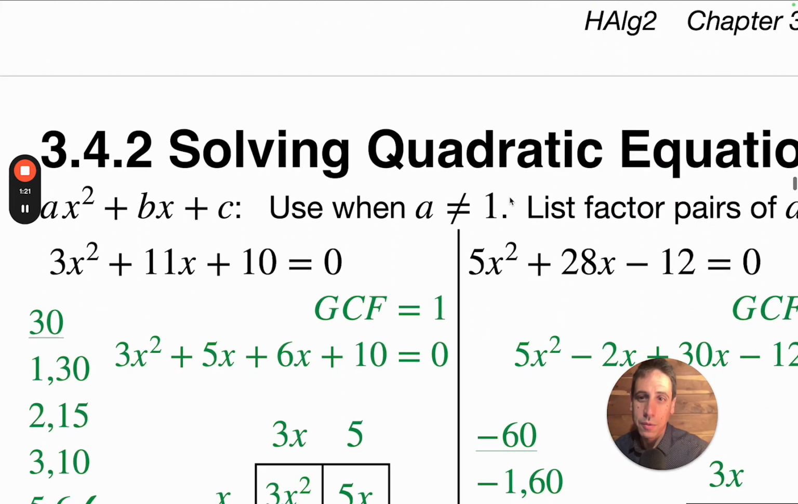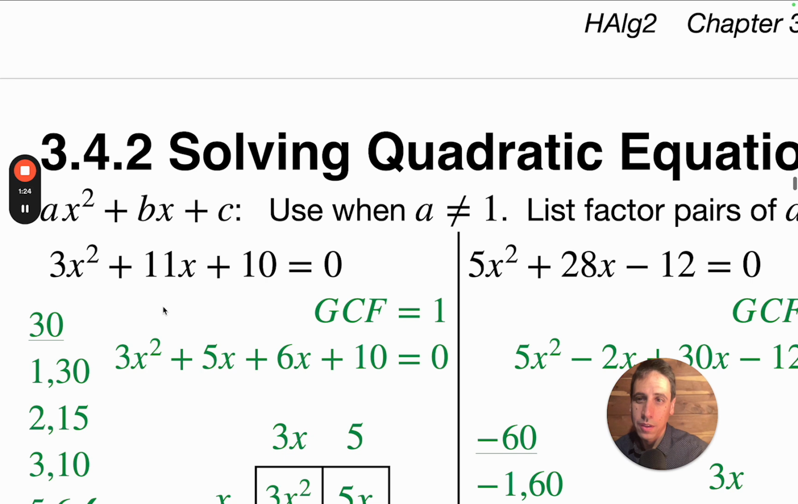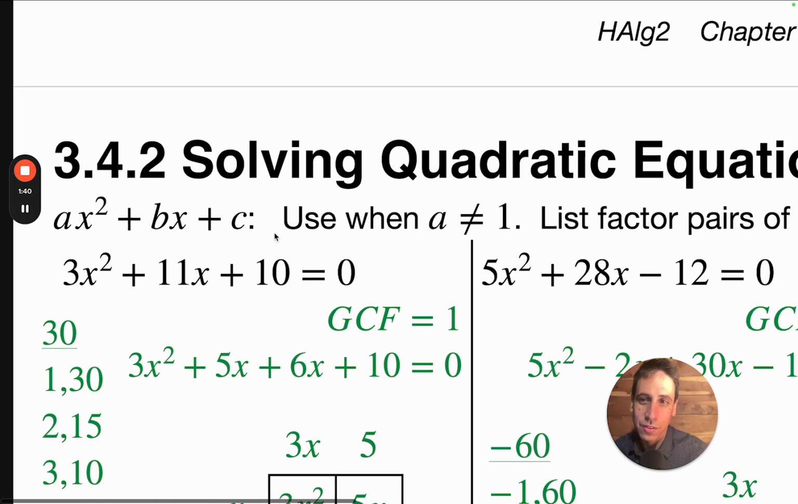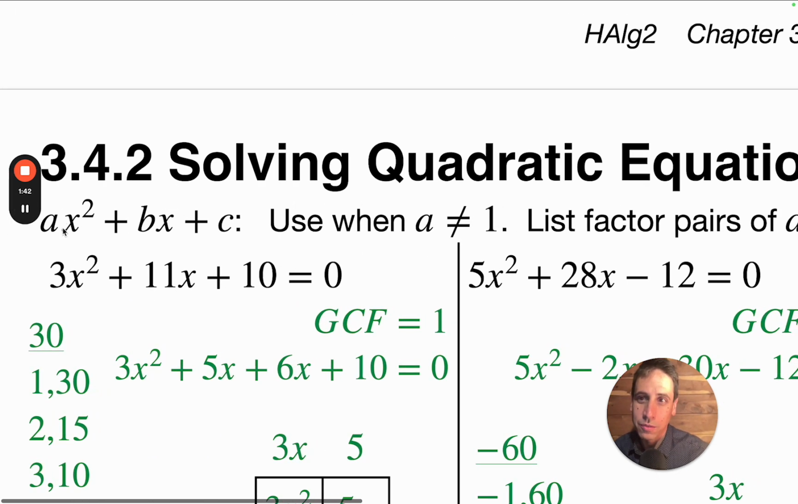So today we're going to do the same thing. We start off by saying that it's all set equal to 0 and the GCF is equal to 1. So what we're going to do is not just look at the factor pairs of 10. We're actually going to use 3 times 10. This is the AC method. It lists all the factor pairs of AC, and a is the value in front of the x squared. So 3 times 10 is 30.